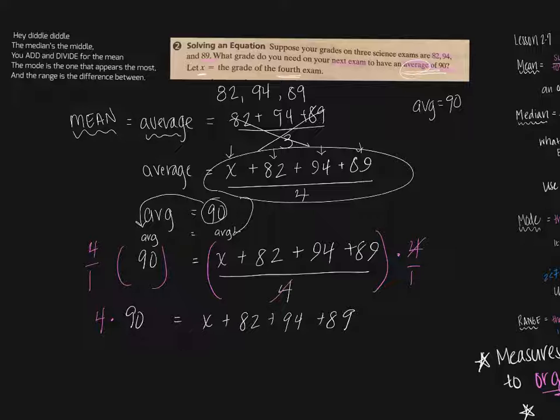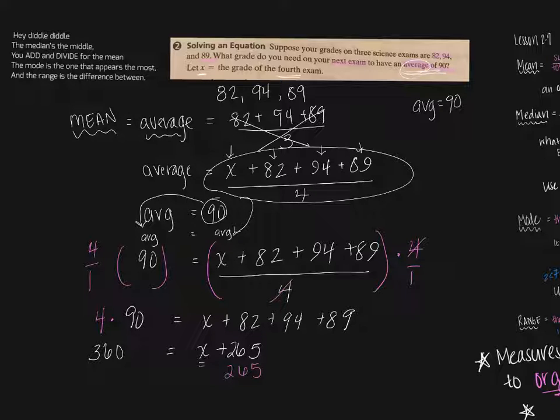I need to combine like terms. What is 4 times 90? Well, that should be 360. And over here, this should be x plus 82 plus 94 plus 89. What does that equal? Hopefully you got 265. Well, now I still don't have x by itself. I've got to get x by itself. So I've got to undo this 265.